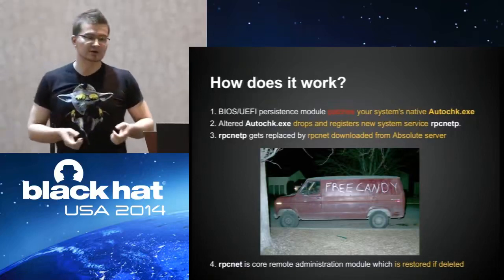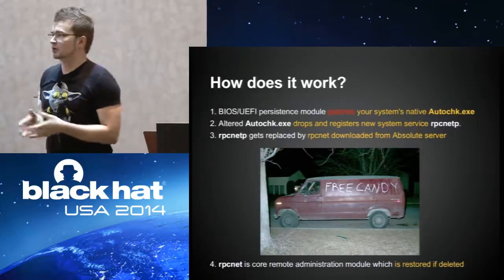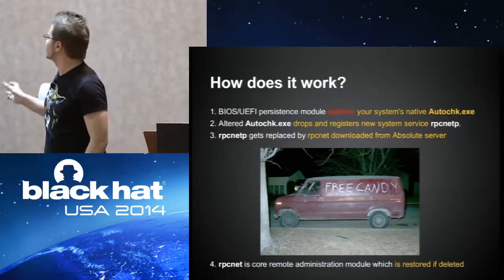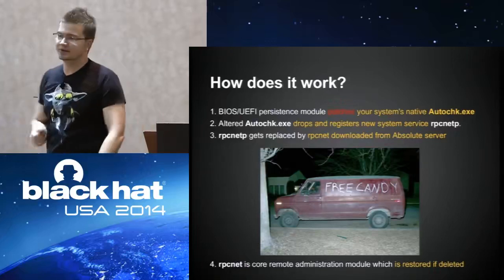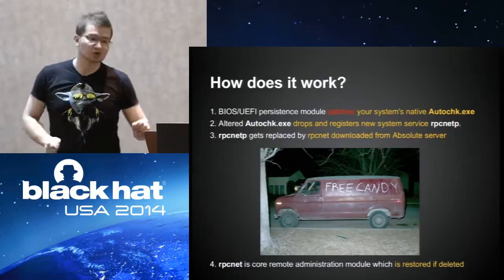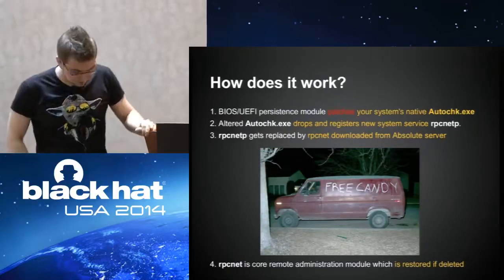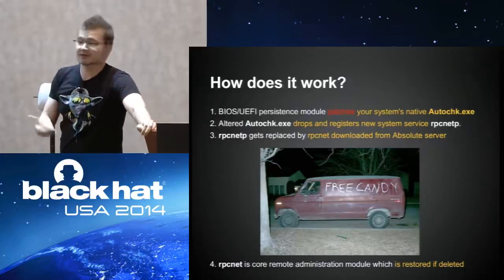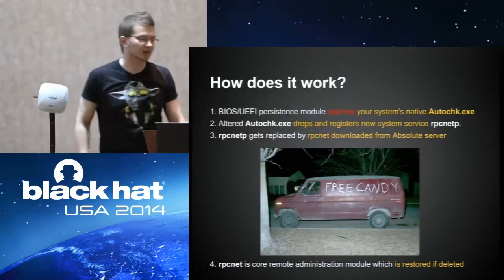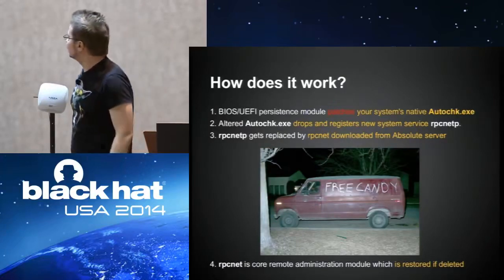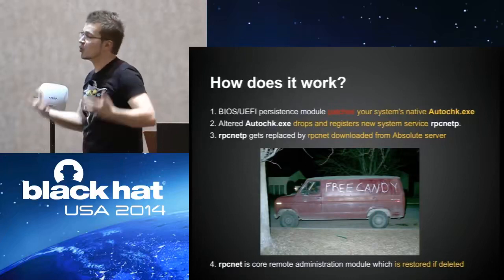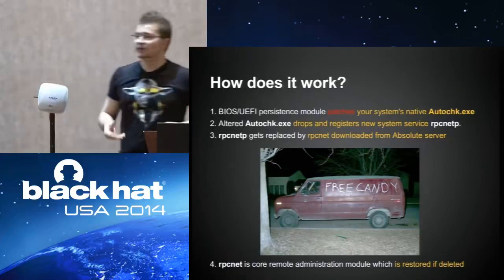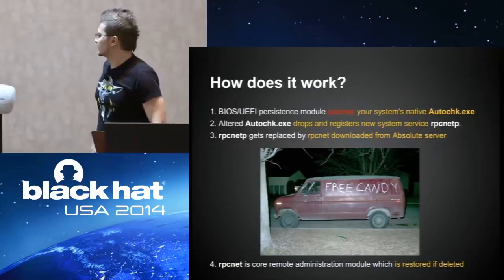So just imagine it patches your system native executable, which is already looking like malware because none of the legitimate applications would normally go for it. Then the altered autocheck drops and registers a new system service called RPCNetP. This is the name of the executable, actually, which is dropped in your system32 directory. But this is also suspicious, like dropping executables from another system executable. Well, that sets off alarms. Then RPCNetP gets replaced by RPCNet, a more advanced, fully fledged remote access, remote control tool, which is fetched from the internet from the Absolute control server.